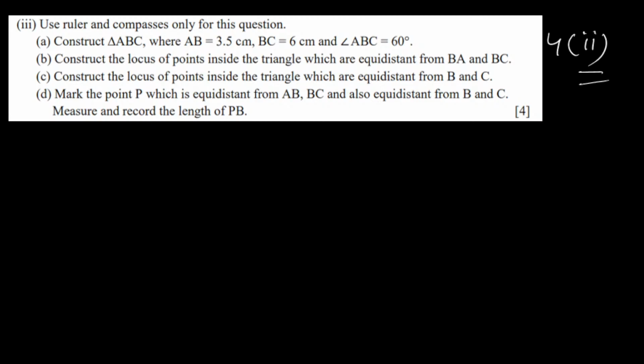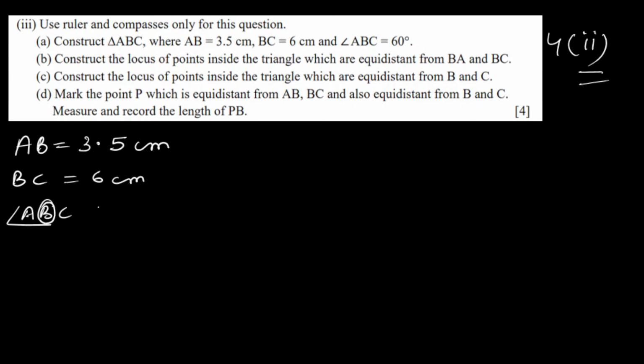Construct a triangle ABC. AB is equal to 3.5 centimeters, BC is equal to 6 centimeters, and angle ABC is equal to 60 degrees. See, angle ABC means angle B is given to us. AB is 3.5 centimeters, BC is 6 centimeters, and angle ABC, the middle one is the angle. So that means angle B is given to us as 60 degrees. First of all, we have to construct the triangle.